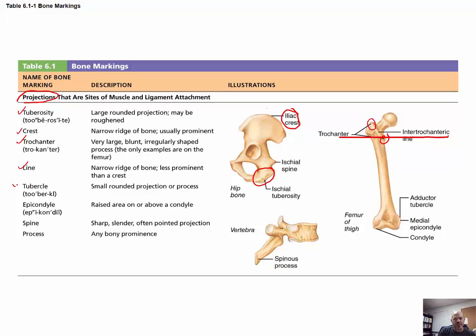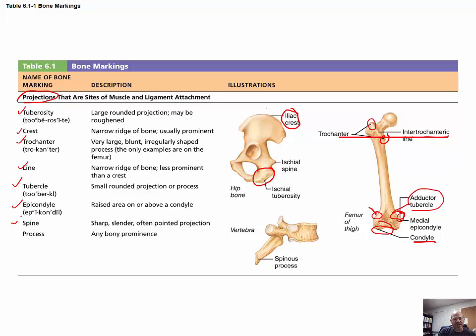And then we have a tubercle. A tubercle is going to be a small rounded projection or a process. And so over here we have an adductor tubercle. So there's your tubercle right there. And then we have epicondyles. An epicondyle is going to be a raised area above a condyle. So down here we have a condyle right there, which is a rounded area. And right above there on both sides we have epicondyles. So those are the epicondyles right here and right here.